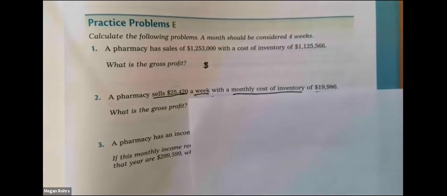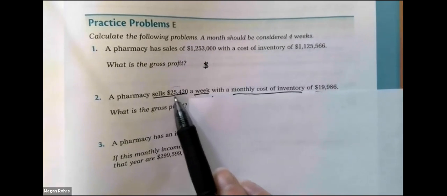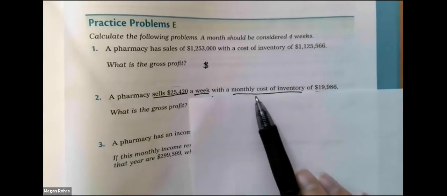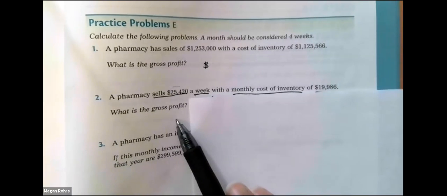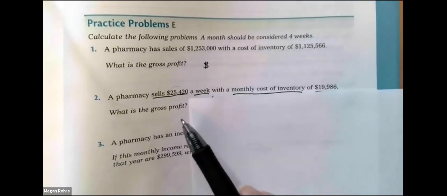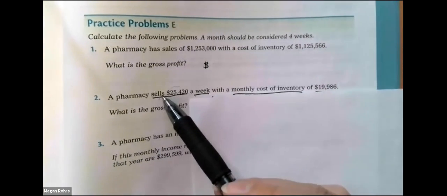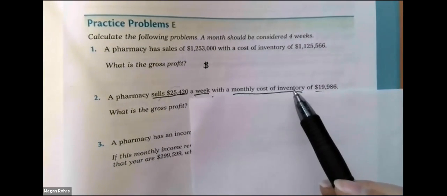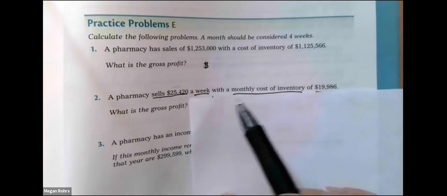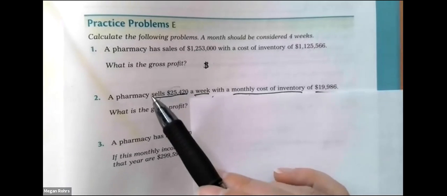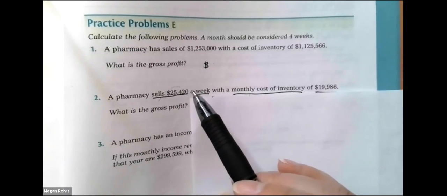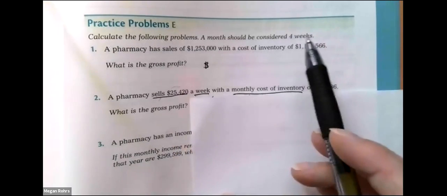Okay, I am on page 465 looking at practice problems E. I'm going to look at number 2 here. A pharmacy sells $25,420 a week with monthly cost of inventory of $19,986. What is the gross profit? So when you're reading these problems, read through them carefully here because we see sales per week with cost of inventory for the month. So how I can change this into a monthly rate would be to take this amount times 4 because there are 4 weeks in a month.